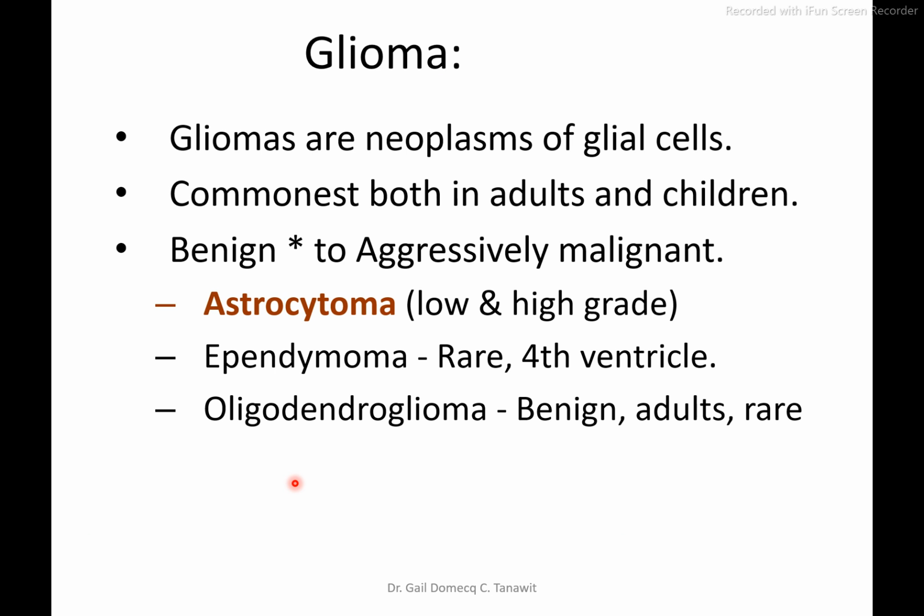So gliomas are neoplasms of glial cells, commonest both in adults and children. Okay, it can range from benign to aggressively malignant. So astrocytoma would be one of the examples of glioma. There is a low and high grade ependymoma. It's quite rare and it's located specifically in the fourth ventricle. And oligodendroglioma usually are benign, okay, and seen among adults. And it's quite rare also.